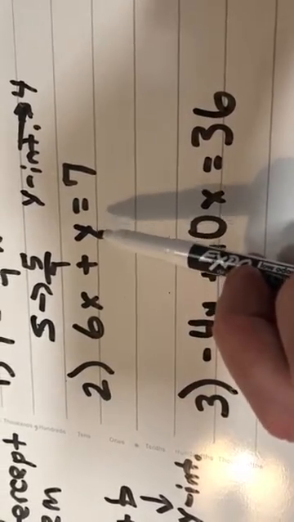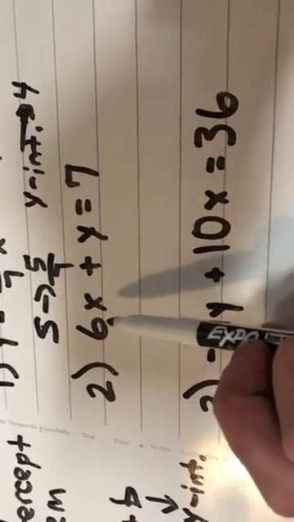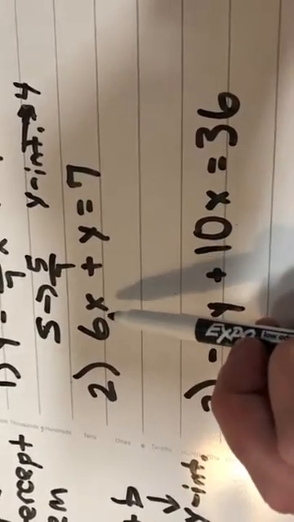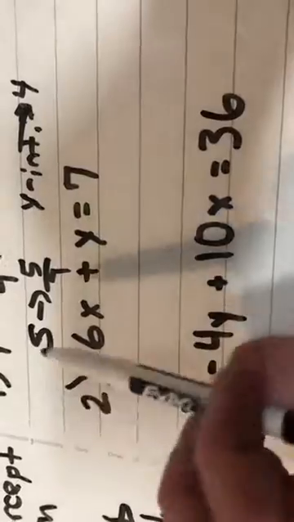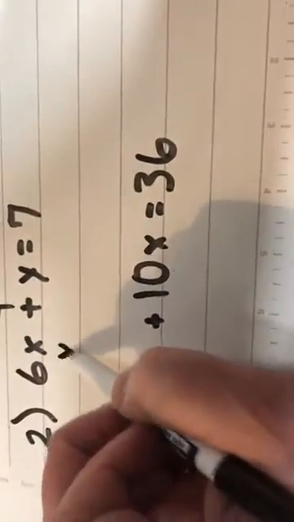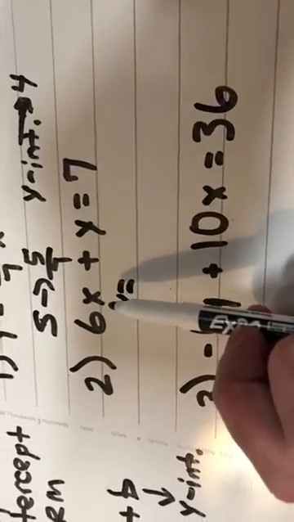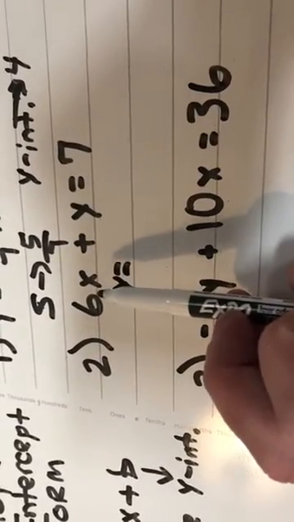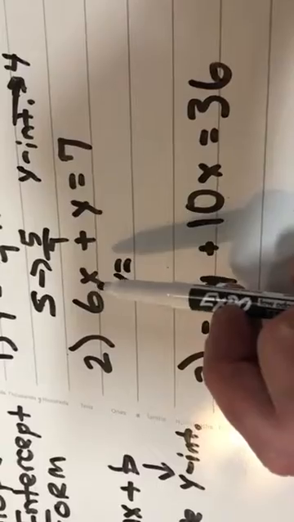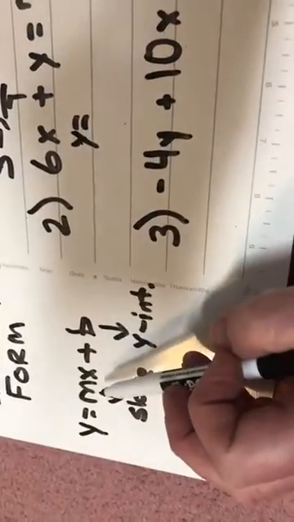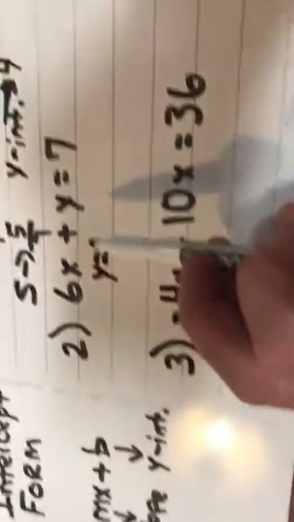How do I isolate y? I have to get rid of the 6x. It means I have to subtract 6x from both sides. So I can rewrite this equation as y equals, because I'm getting rid of the 6x. Now, you're smart, 7th graders. We're going to use the brains that are in your head. Y equals mx plus b. I know in slope-intercept form, whatever's connected with the x has to come first.